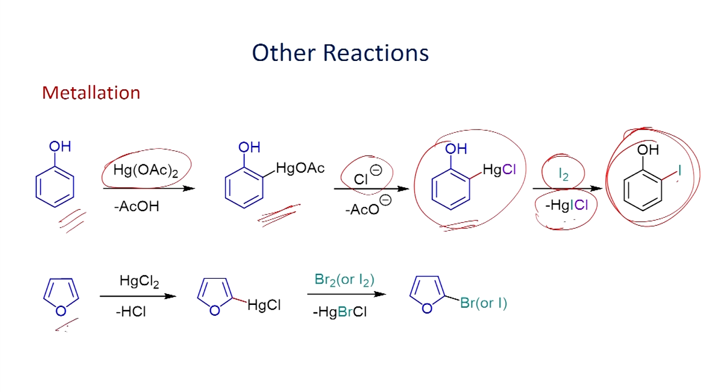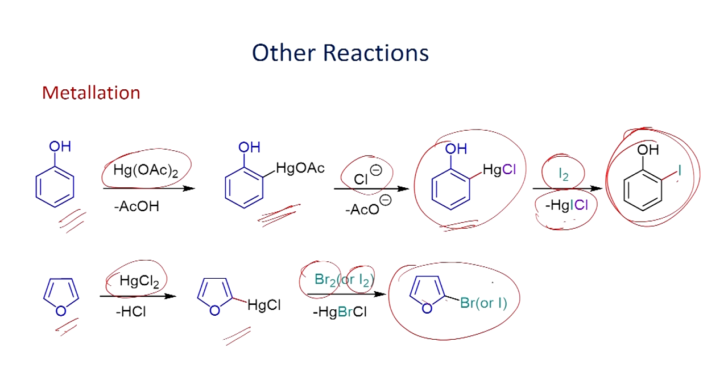Similarly, if you have this compound furan, you can also try to react with mercury chloride. You can make this organomercury compound. Once you have this halo substrate, then you can try to react with molecular bromine or iodine, and you can introduce bromine or iodine at the second position of this furan derivative. So these are some of the examples.